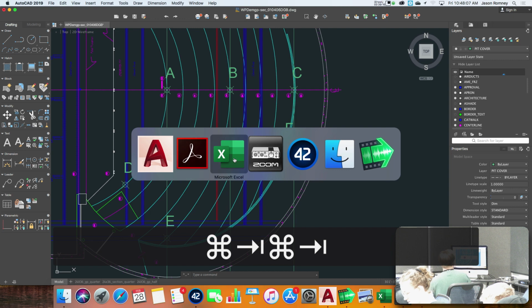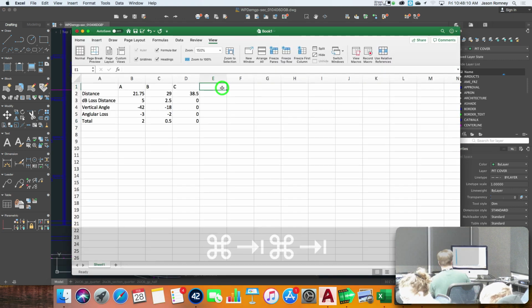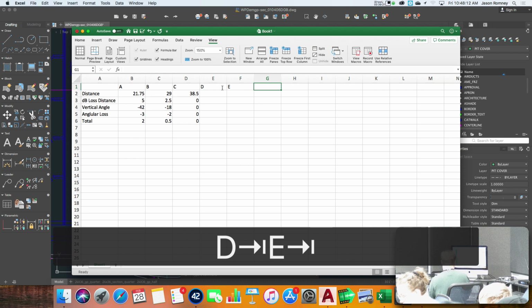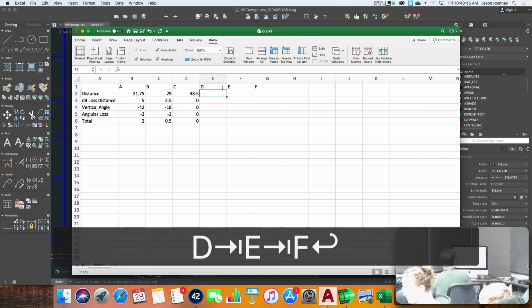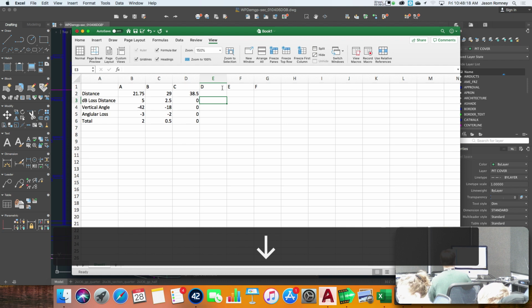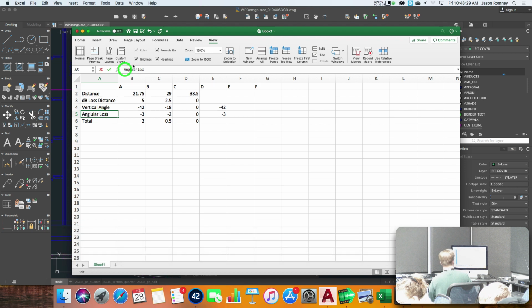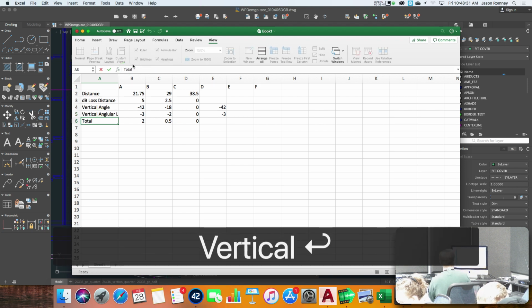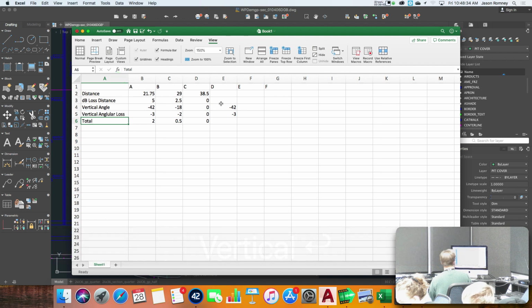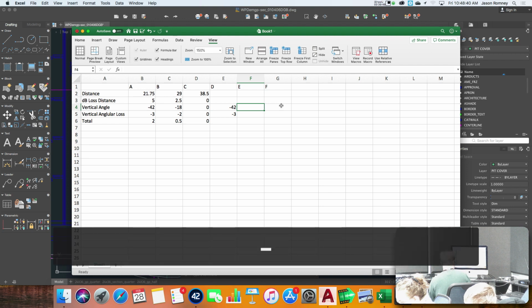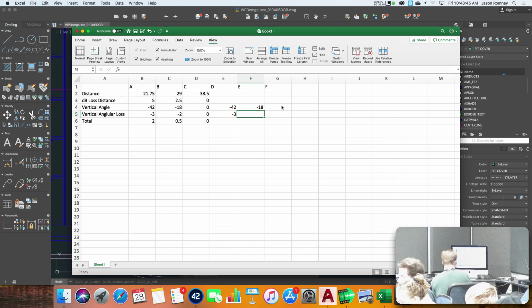Okay, D, E, and F. Okay, so I know that D is going to have the same vertical angle and the same vertical loss because it's in the same row. So I'm going to change this to vertical angular loss. And I know that E is going to have the same vertical angle and vertical loss as B, and F is going to have the same as C. So this will be -2. Okay? Now, what about the distance?